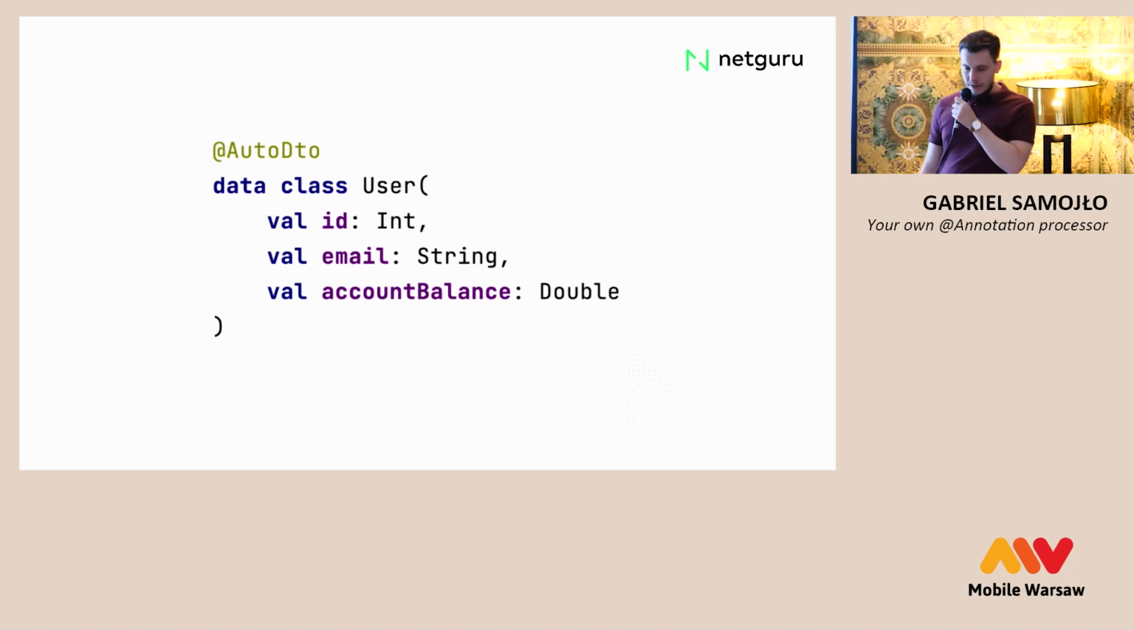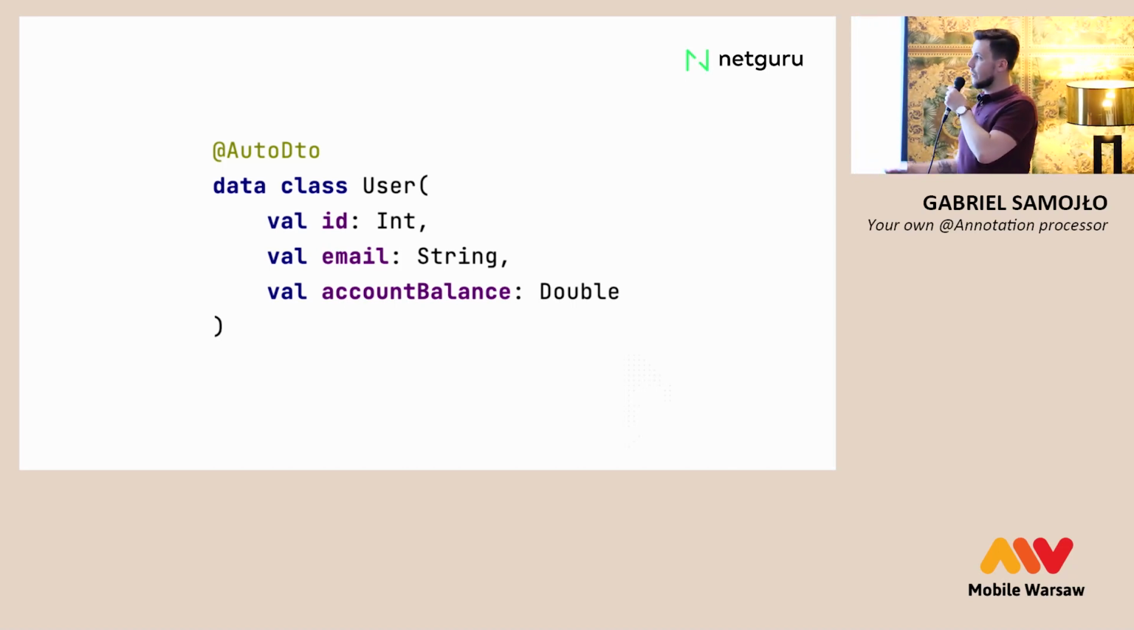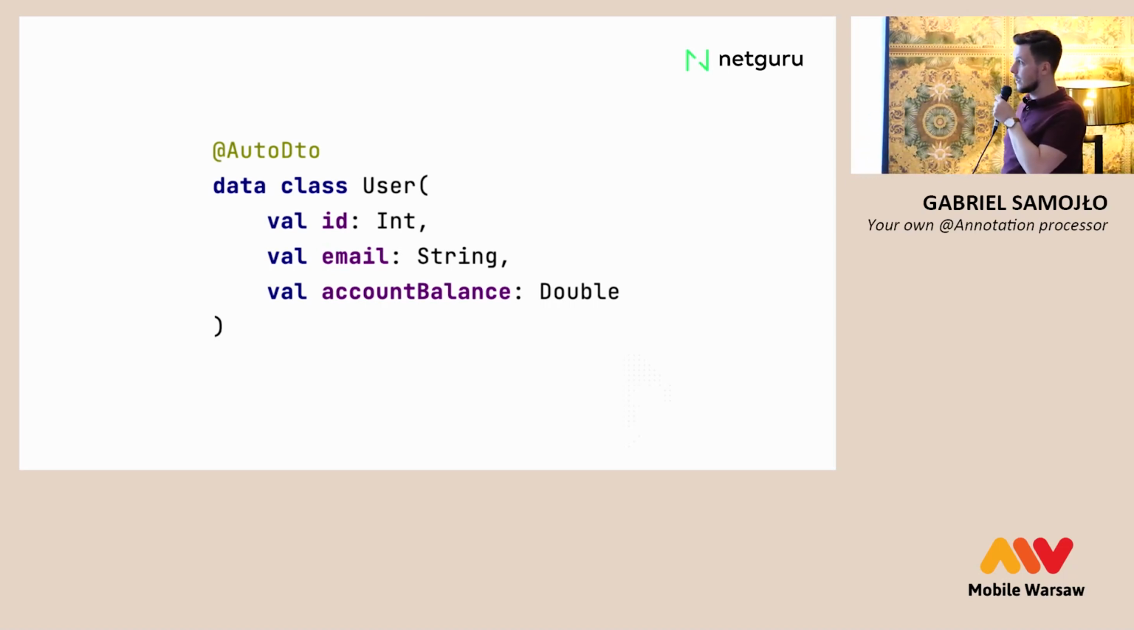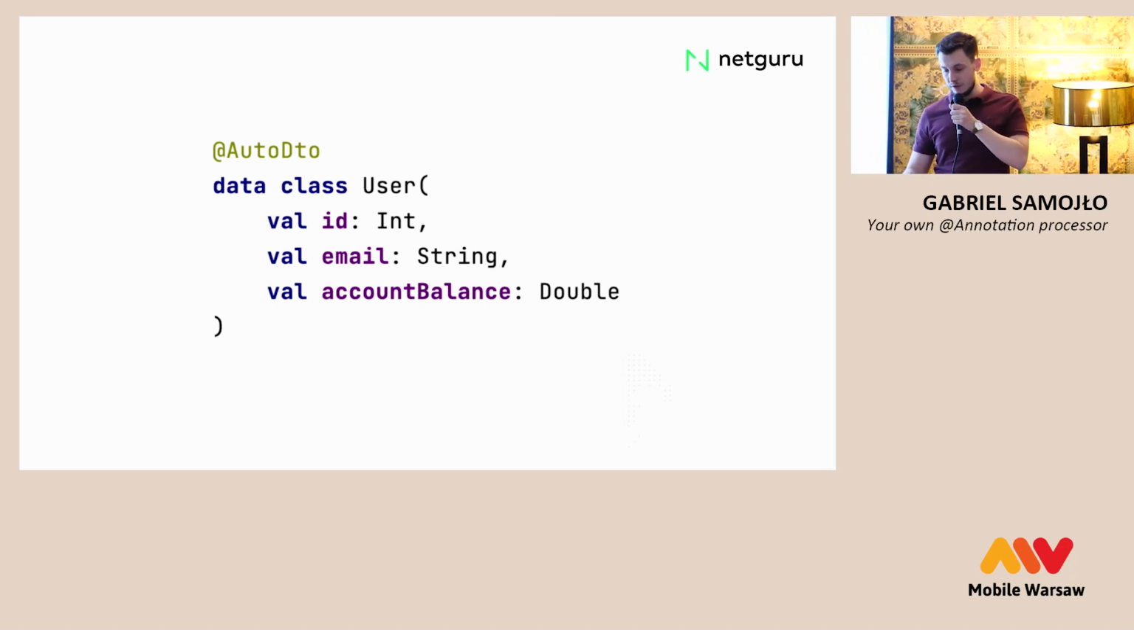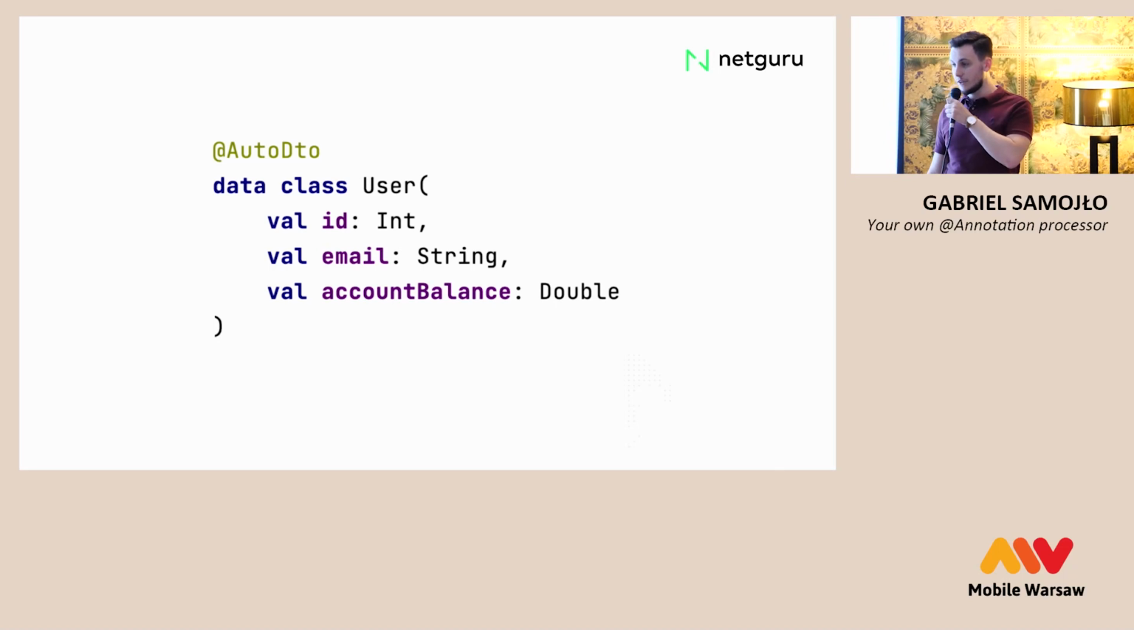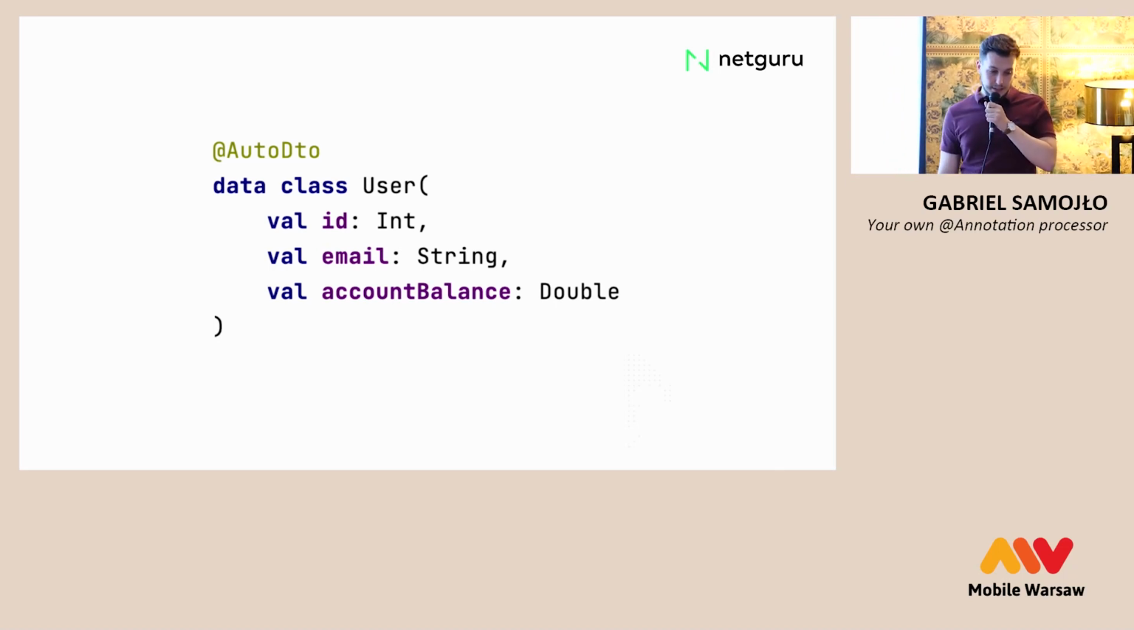So let's have our class, finally. We have created the annotation processor. Now we can create the simple user class with desired parameters. We are gonna annotate it with the auto-DTO annotation, and we are gonna build the file.